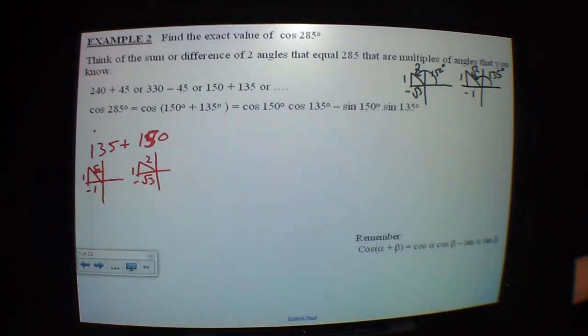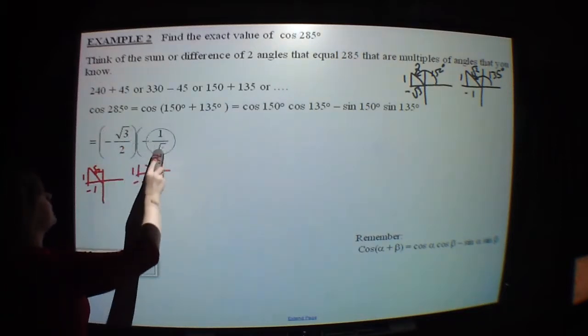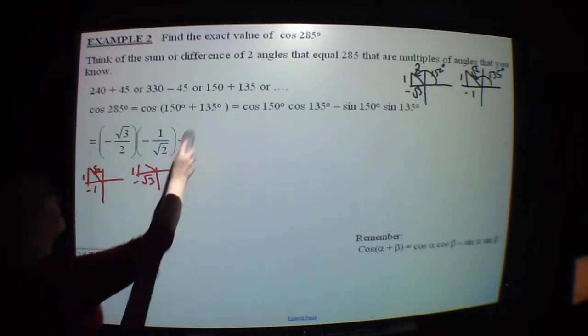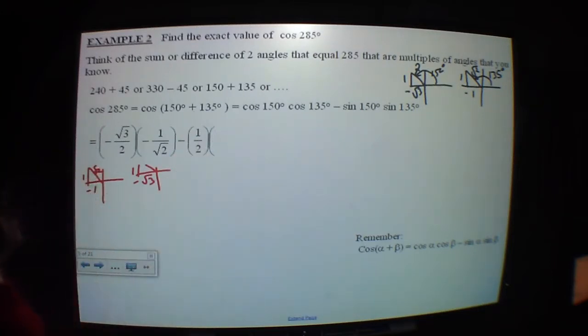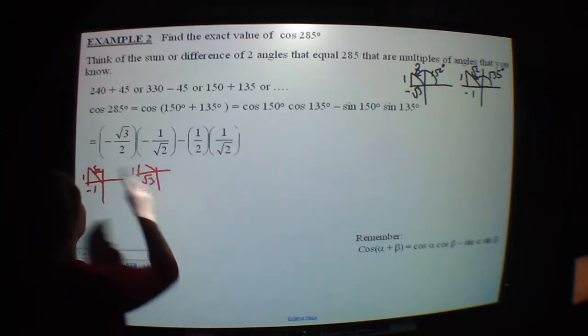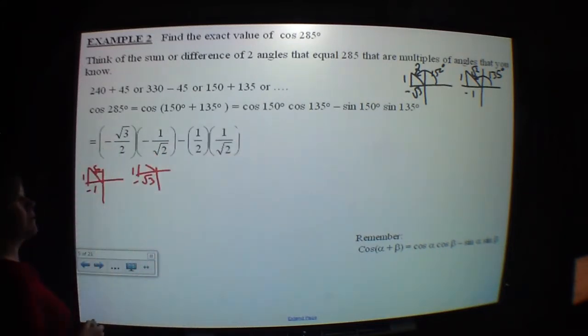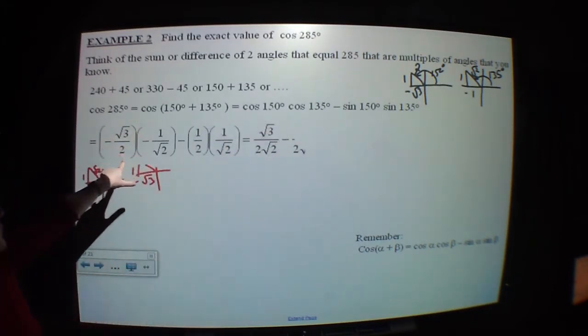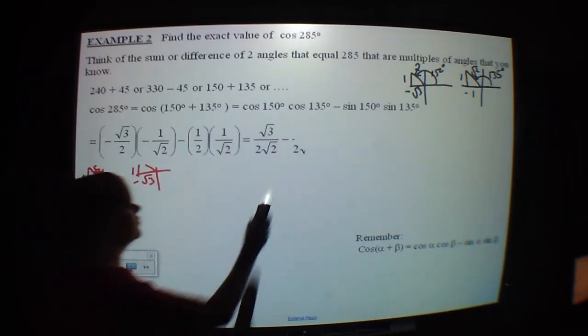Look at my 150. Cosine is negative radical 3 over 2. So negative radical 3 over 2. Cosine of 135 is negative 1 over radical 2. Minus sine of 150, it's 1 over 2. Sine of 135 is 1 over radical 2. Negative times a negative will become a positive. So I have radical 3 over 2 radical 2. Here I have 1 over 2 radical 2.